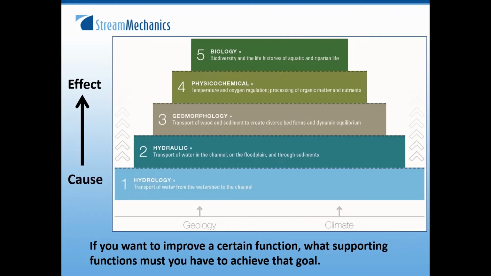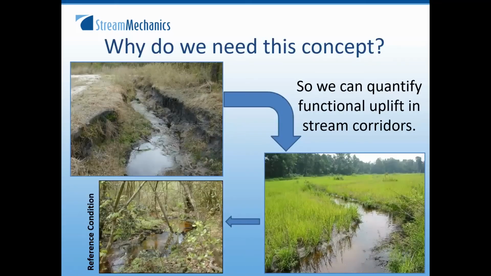Do we just want channel stability or habitat? That would be geomorphology. What do we need to support it? And then on up through biology. All right, so a little bit more like, why do we need this? Who cares? What does this concept do? It was really developed with the stream restoration practitioner in mind.